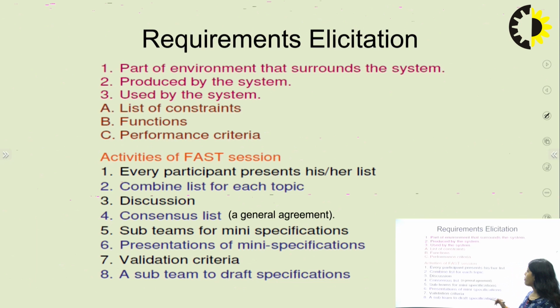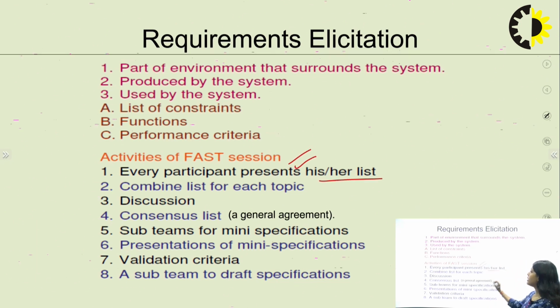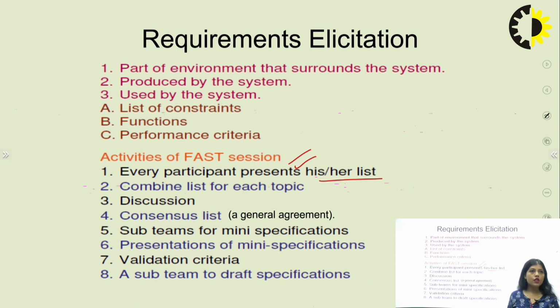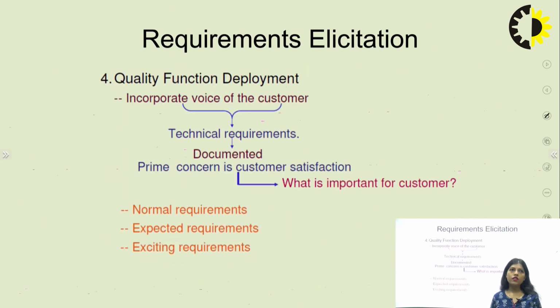So these are some activities in the FAST session. Every participant presents his or her list, a combined list for each topic is made, and we have discussion, general agreement, sub-teams for mini specifications, presentation of mini specifications, validation criteria, and a sub-team to draft the specification. So these are the activities which we perform in the FAST session.